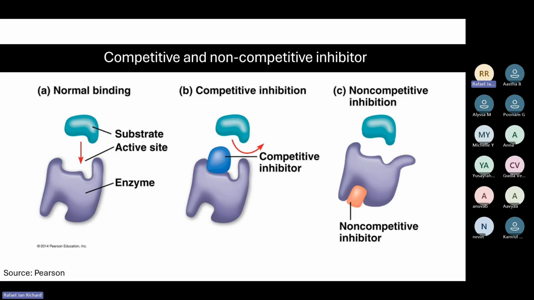There are also non-competitive inhibitors, but these are molecules which bind not to the active site but to an allosteric site, which is not the active site, and this causes the enzyme's active site to take on another form. As you can see here, the real substrate molecule can't bind anymore, and so the enzyme activity is also inhibited.